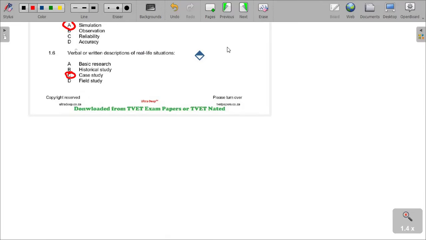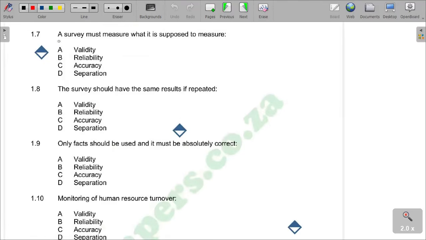So let's move on to the next question, which is 1.7. A survey must measure what it is supposed to measure. That's what you call validity. A survey must measure what it is supposed to measure. That's what you call validity.